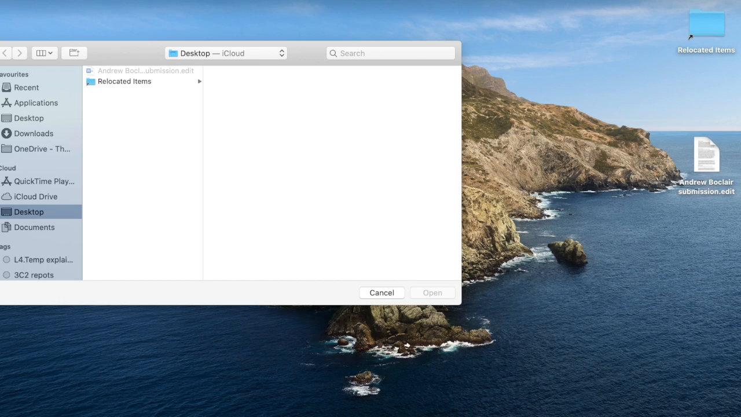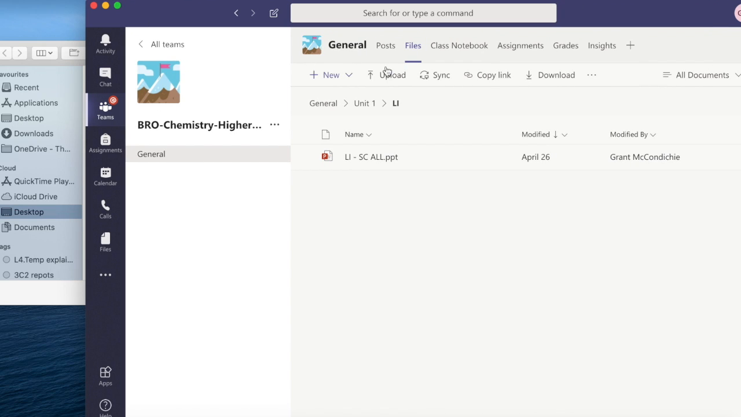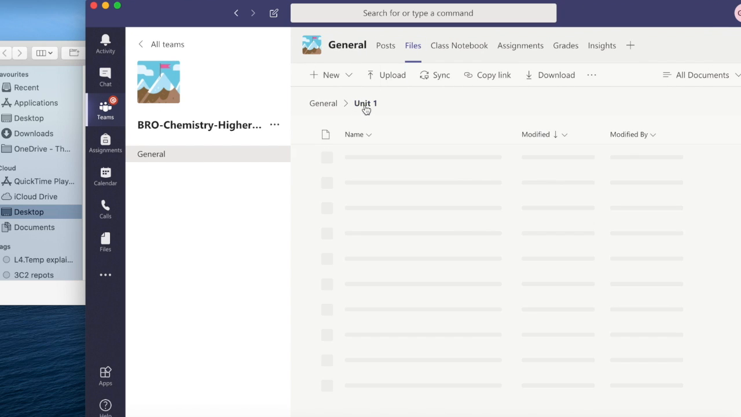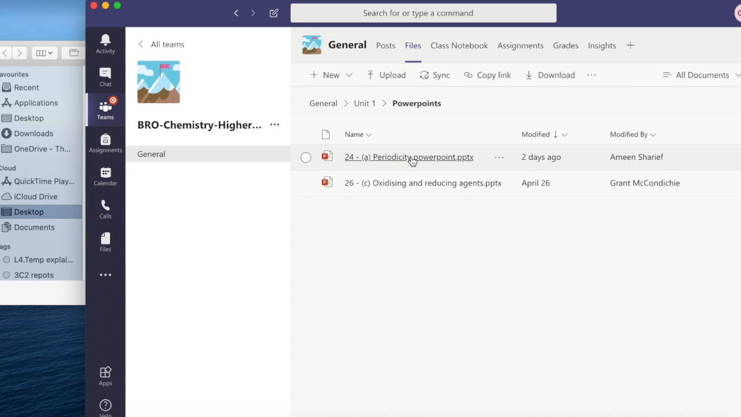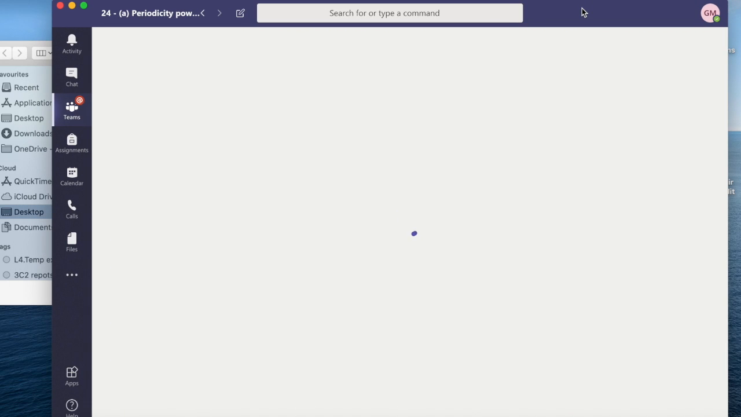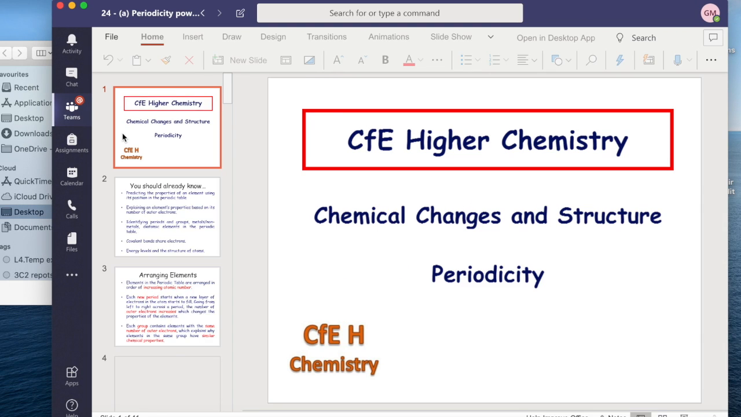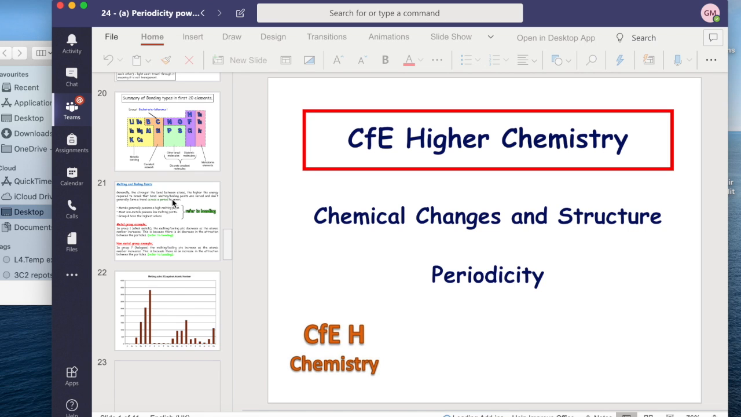PowerPoints, where has that gone? Let's just open it up here. Okay, so if I go back into Unit 1 and open up the PowerPoint, we're going to finish this PowerPoint here today, the periodicity PowerPoint, or this week. So we'll just open that up. And I'm wanting you to start at slide, I think it's 21.